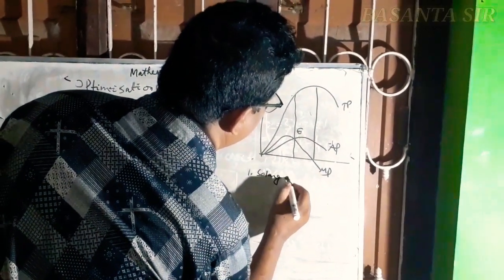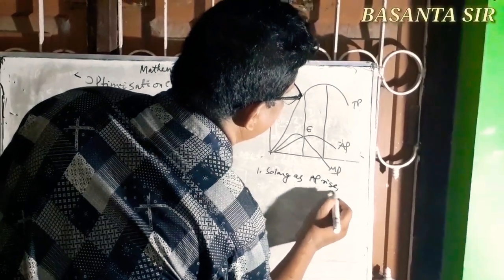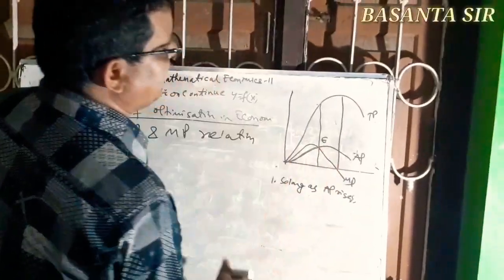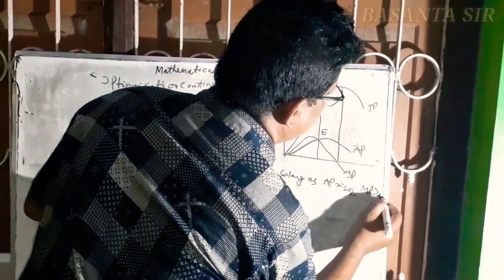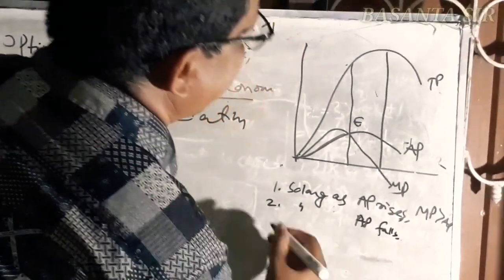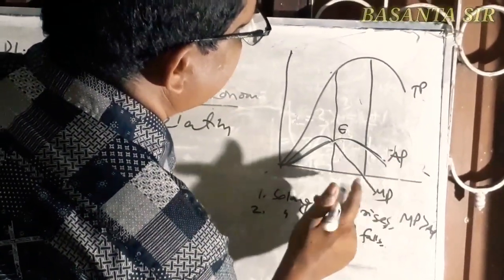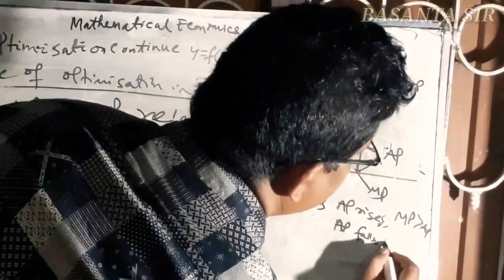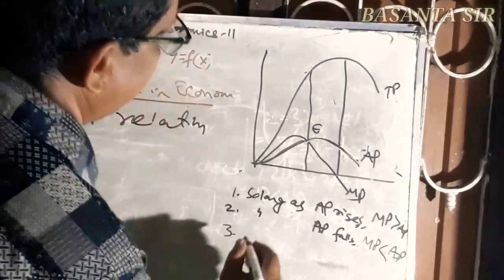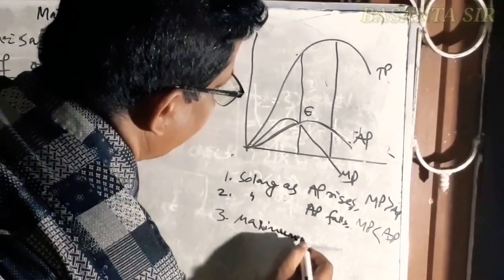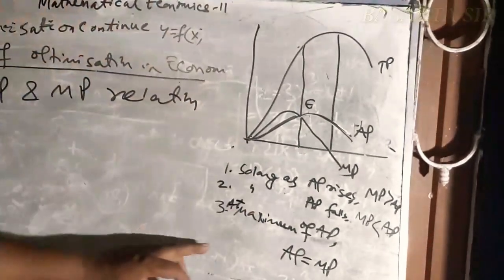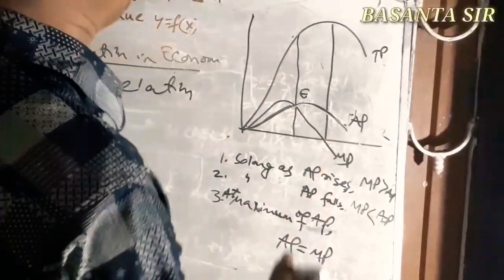So long as AP rises, look at this, what happens to MP? MP is higher than AP. MP is greater than AP. So long as AP falls, look at this, MP is going down. That means MP less than AP. Third one is at the maximum of AP, AP equal to MP.